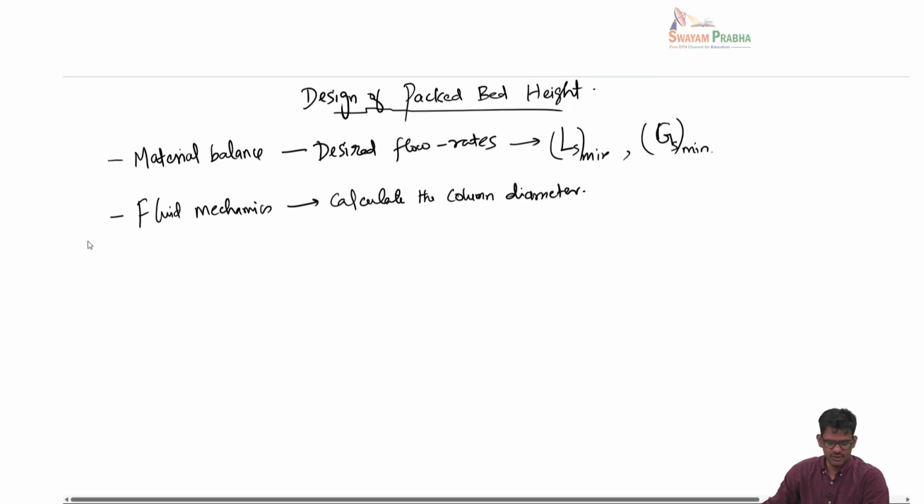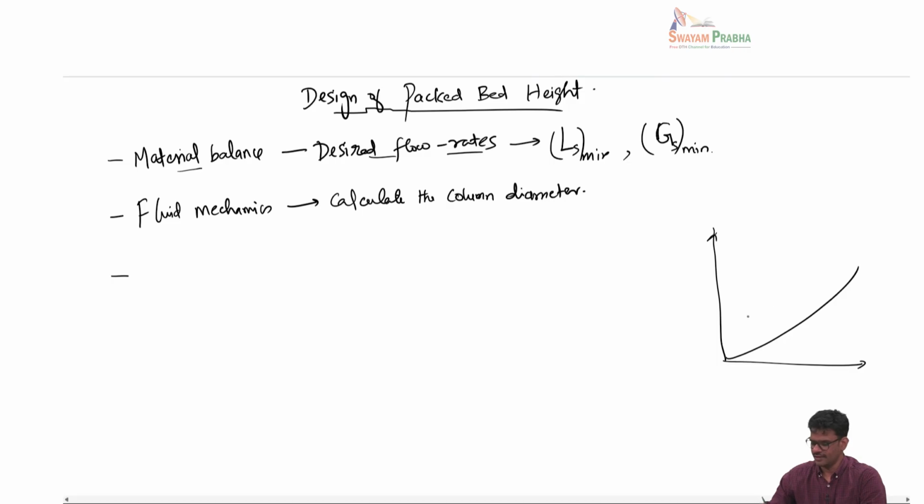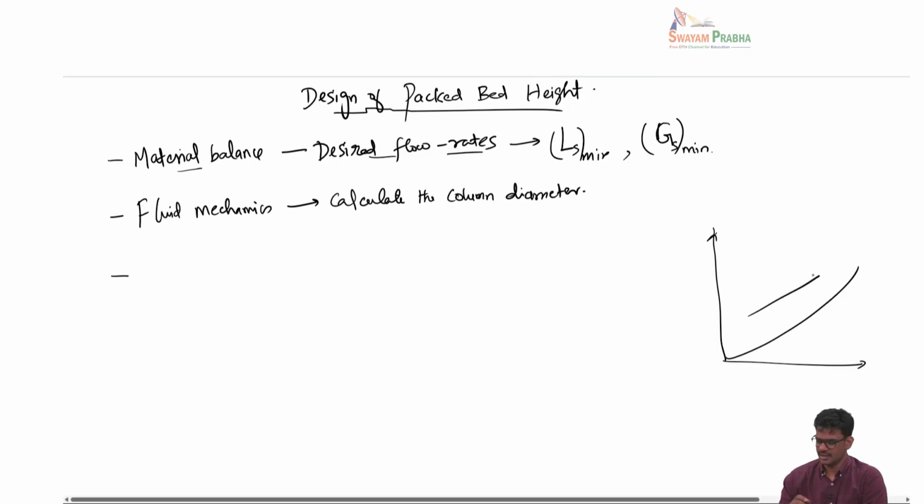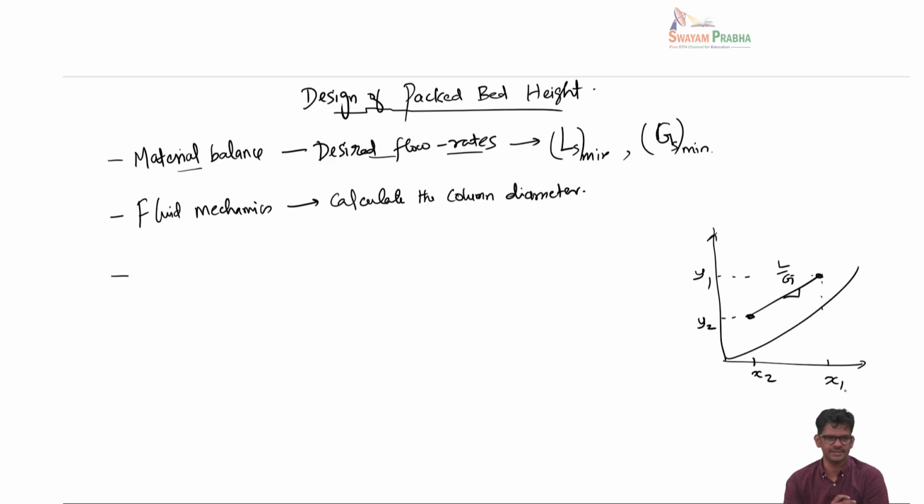And subsequently, if you look at these material balance problems, usually we have an equilibrium line and then we would have an operating line, and from the operating line the slope is proportional to the flow rates ratio L by G. Okay, so this is Y2, this is X2, this point is Y1 and this point is X1. So when we do this material balance, we calculate the desired flow rates.